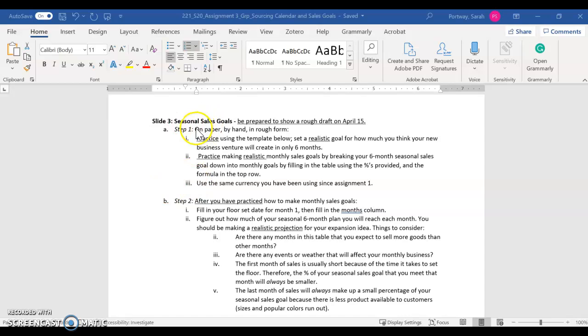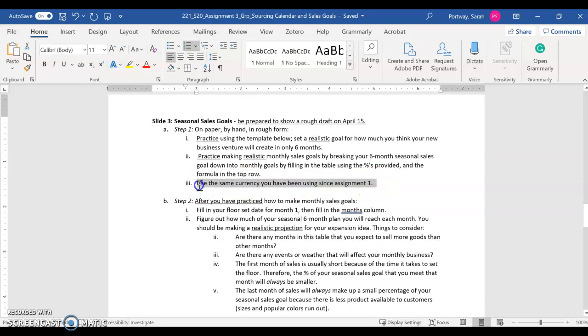I highly recommend practicing on paper by hand using the template that I'm going to show you below, and setting a realistic goal for how much you think your new business venture will create in only 6 months. I'll walk you through that in a second. And then you're going to break that 6-month goal down into each month, and we're going to think thoughtfully about what we will sell in each month.